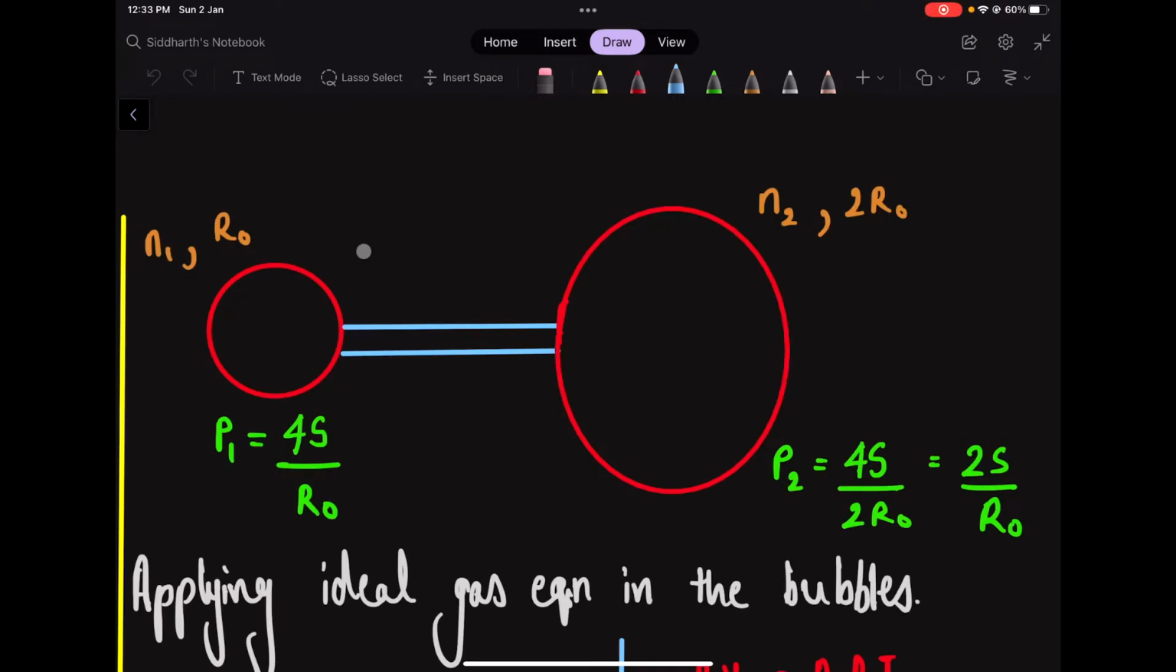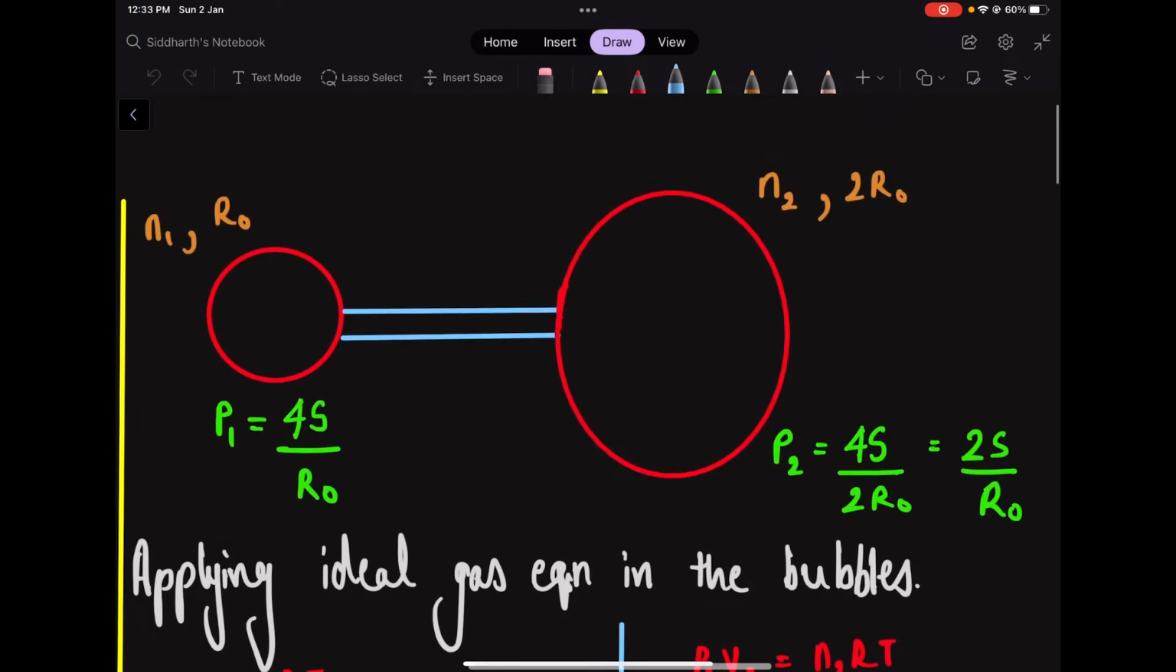So I hope that you've tried the question. Now I'll discuss the solution. I've drawn a diagram showing what the question told. The left bubble has N1 moles and radius R0, and the right bubble has N2 moles and radius 2R0. We know that the excess pressure inside a soap bubble is 4 times surface tension by radius. And here, since the outside is vacuum, the pressure inside the bubble will just be the excess pressure. So P1 is 4S by R0 and P2 is 4S by 2R0, that is 2S by R0.